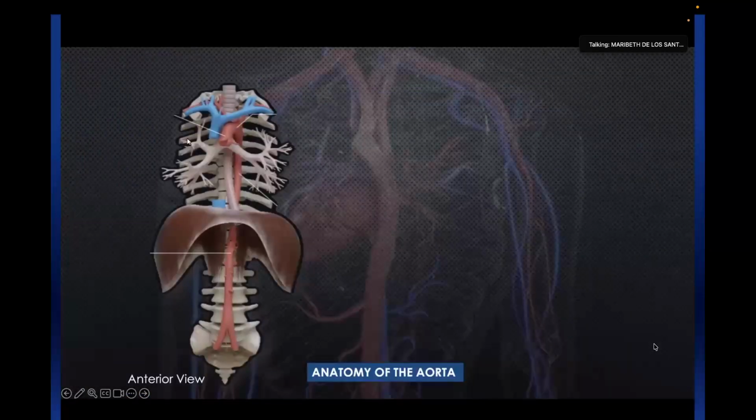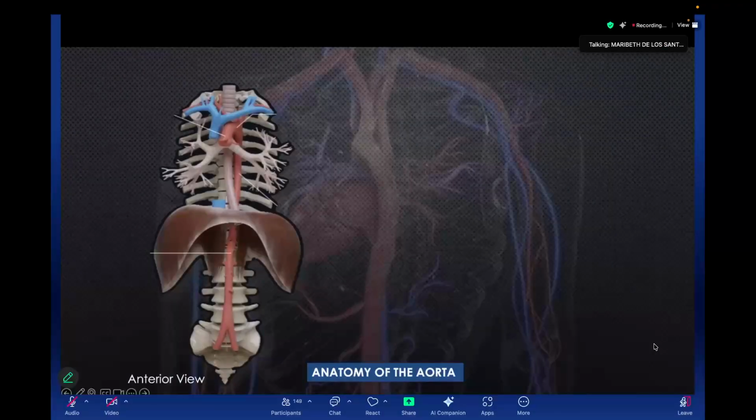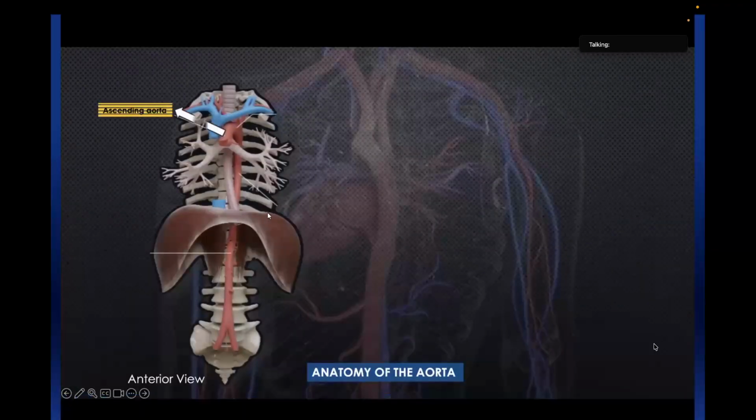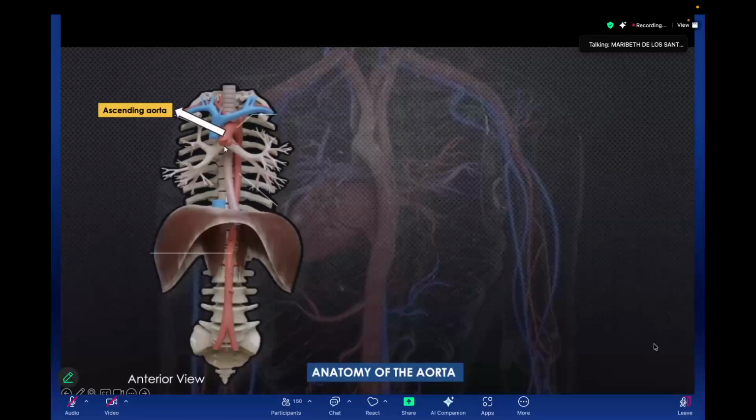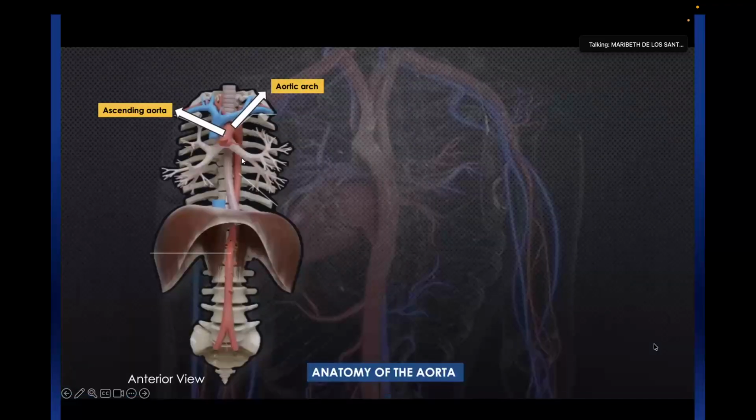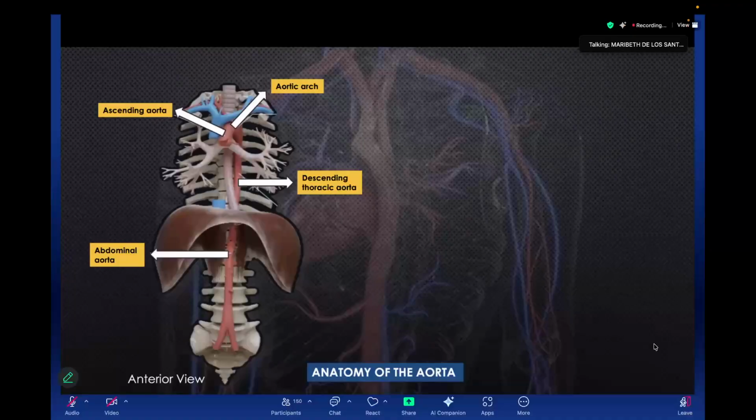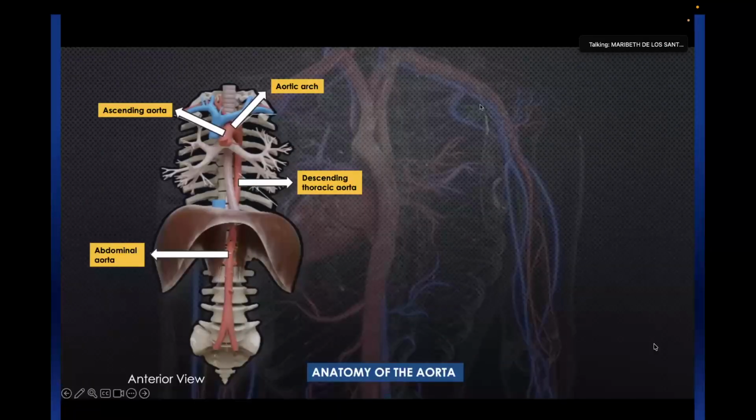Now let's start with the short anatomy of the aorta. This is the anterior view of the aorta with the ascending portion of the aorta, the aortic arch, the descending thoracic aorta, and below the diaphragm we have the abdominal aorta. All of these are very important when we go to the different diseases of the aorta and the peripheral vascular bed.